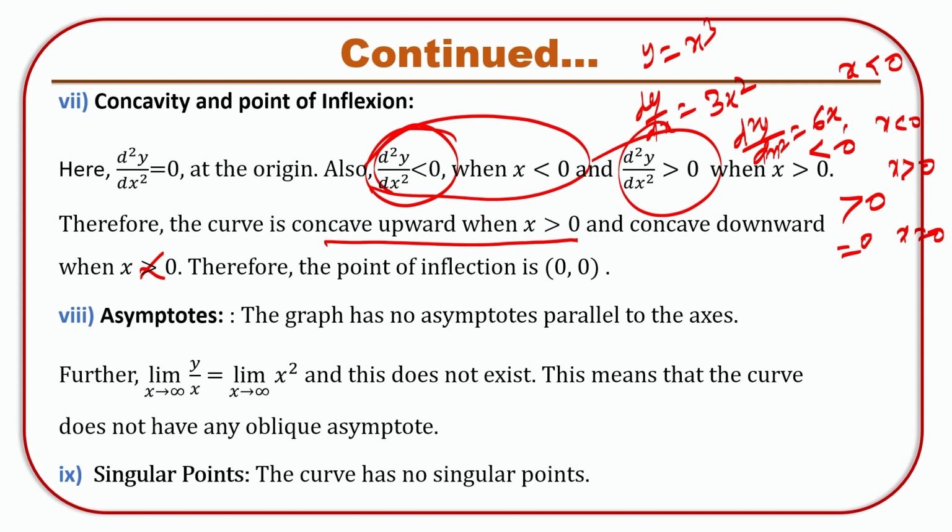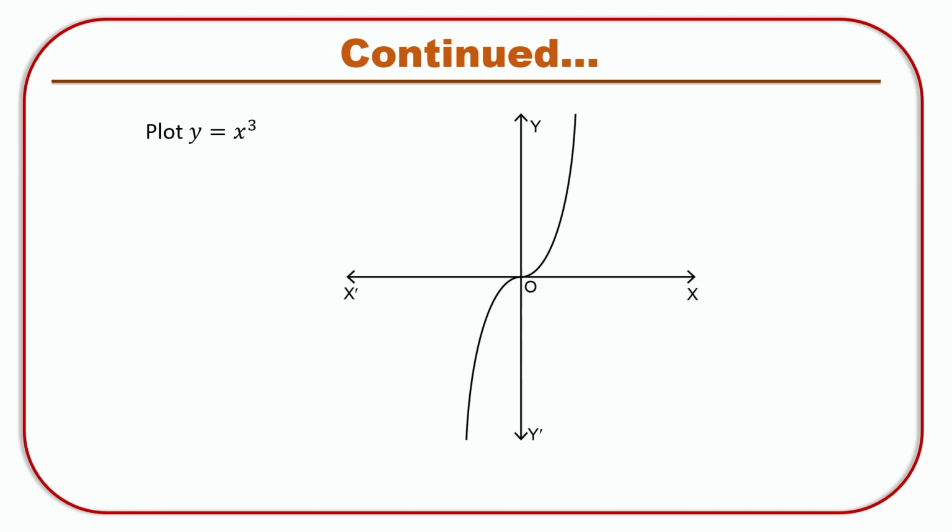Asymptotes. Now can we find the asymptote? The graph has no asymptotes parallel to any axis, the y axis or the x axis. Further, the limit of y by x equal to limit of x squared does not exist. This means the curve does not have any oblique or slant asymptote as well. Singular point: I had already told you that this function is a very smooth function, and hence there is no singular point at all. So now we can plot this one.